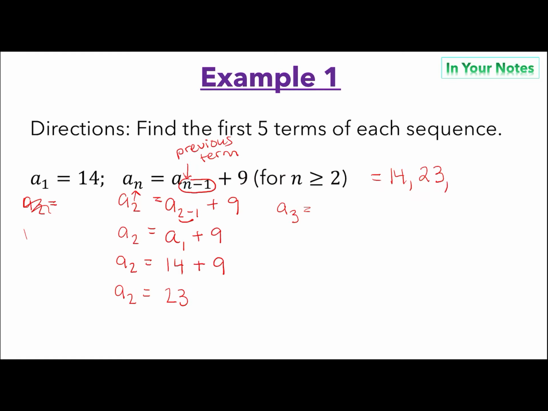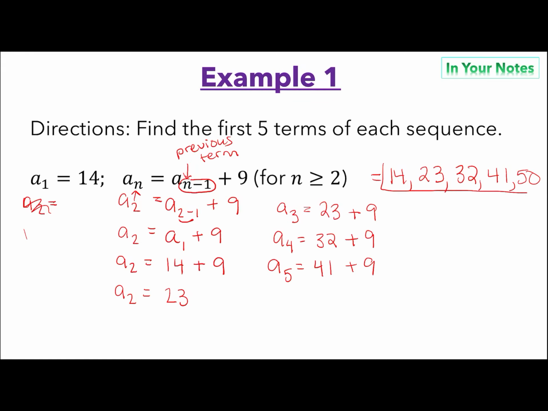Well, if we're trying to find this term, previous term is 23, plus 9 is, let's see, 23 plus 10 is 33, so 32. A sub 4 is going to be previous term plus 9. Well, my previous term is 32 now. So 32 plus 9, which is 41. 1, 2, 3, 4. We got one more to do. A sub 5 is going to be, once again, previous term plus 9. Previous term is 41 now. 41 plus 9 is 50. So our answer is these 5 terms right here.